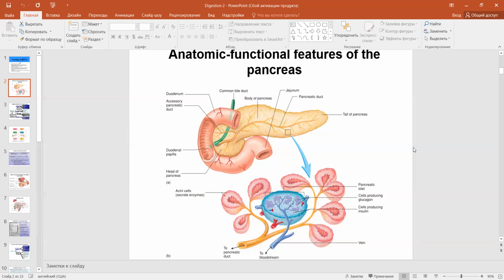The exocrine part of the pancreas is a compound acinar gland, and this is what we will talk about today. So the acini produce digestive enzymes. Clusters of acini are connected by small ducts, which join to form larger ducts, and the larger ducts join to form the pancreatic duct.